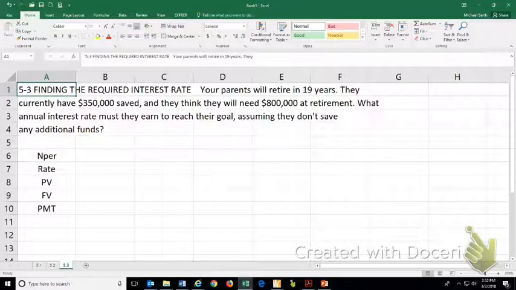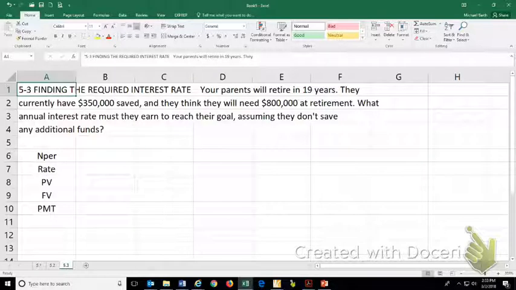This is problem 5-3 from the problems at the end of Chapter 5 of Brigham and Houston's Fundamentals of Financial Management, Concise, Ninth edition. Here we're solving for a required interest rate. Your parents will retire in 19 years. They have $350,000 now, but they need $800,000 when they retire in 19 years.